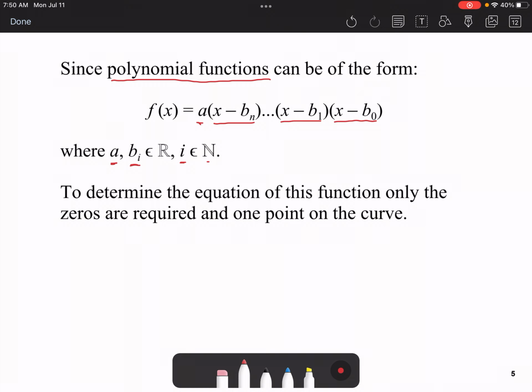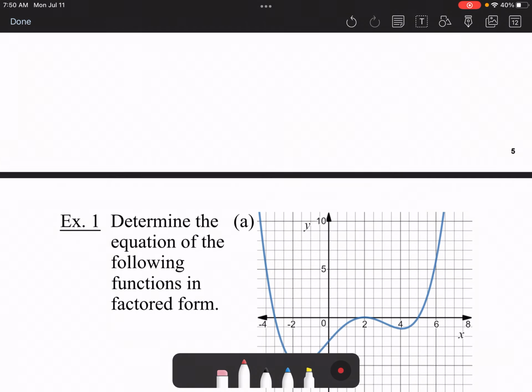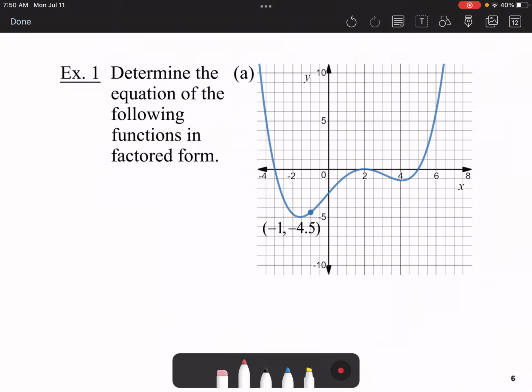Now, to determine the equation of this function in this form, you are required to know your zeros and at least one other point on the curve. If you don't have this information, you're not going to be able to figure out all this information. Okay, so let's take a look. So here I have this function drawn here. I can see I have zeros at x equal to -3, at x equals 2, and at x equals 5. These are my zeros.